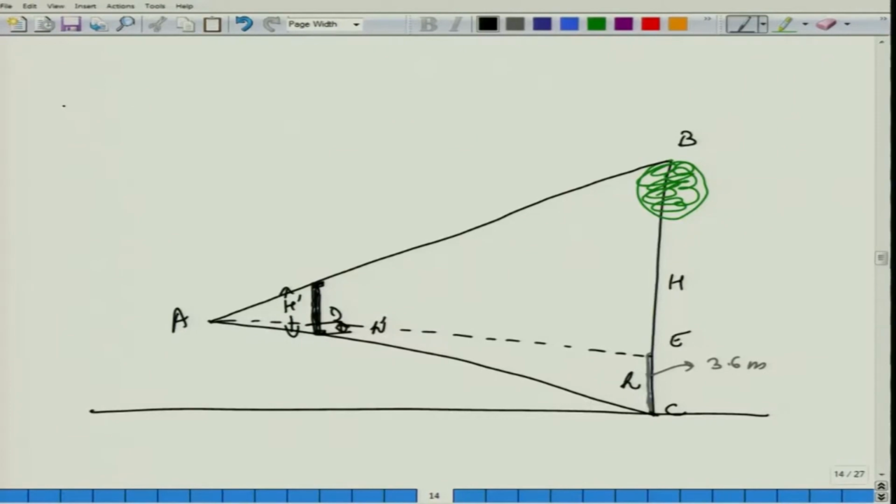Now in triangle D, E, F, G. So, in triangle A, B, C and A, F, G. So, we are considering these two triangles. One triangle is AFG and the second triangle is the extension.